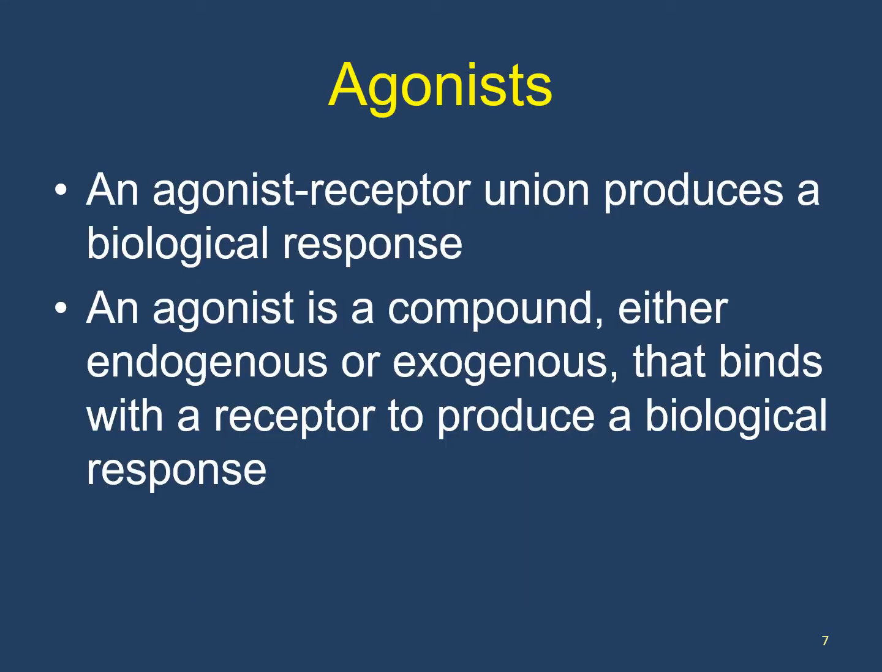To that end, in case it slipped your mind, an agonist-receptor union produces a biologic response. There is an active biologic response. An agonist is a compound, either endogenous or exogenous, in other words, naturally occurring or artificially introduced, that binds to a receptor to produce a biologic response. And insulin is a good example of all of these things. Insulin is an agonist. It causes a response.